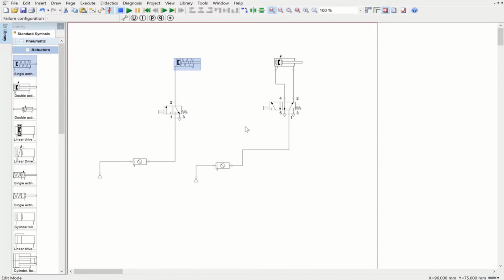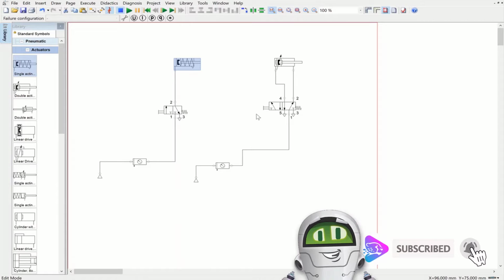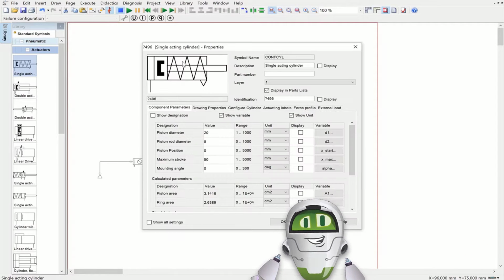On the right side, we have basically the same sort of pneumatic circuit, but instead of a single acting cylinder, we have a double acting cylinder, and here we have a directional control valve with 5 ways and again 2 positions. So the aim here is to look at the properties inside the single acting cylinder and double acting cylinder, and how we can adjust them. So let me look at the single acting cylinder here.